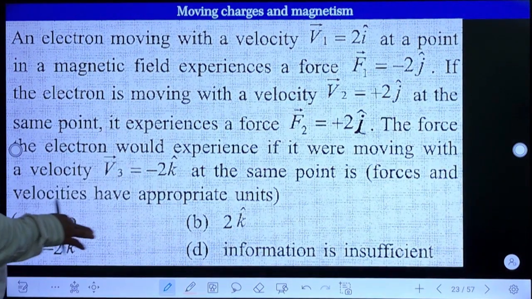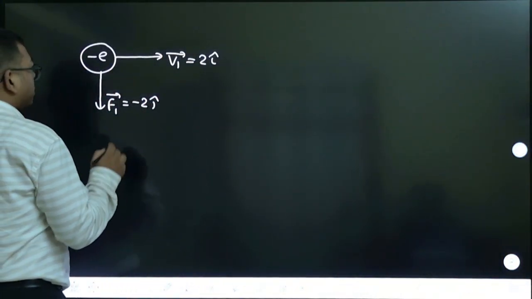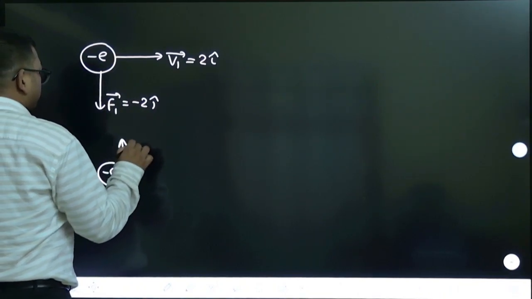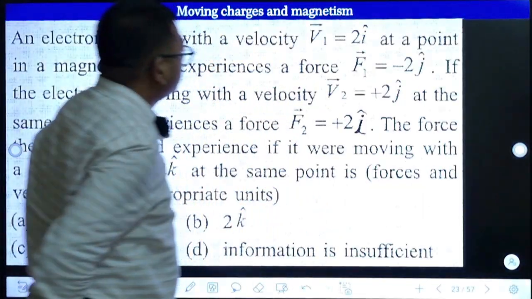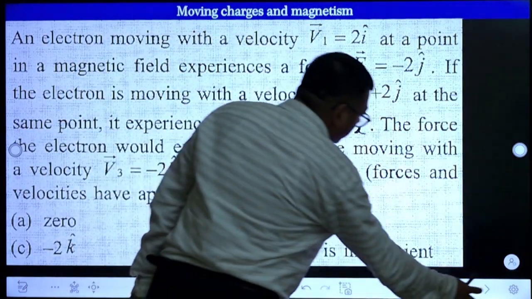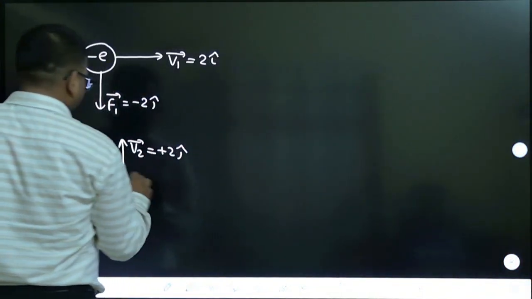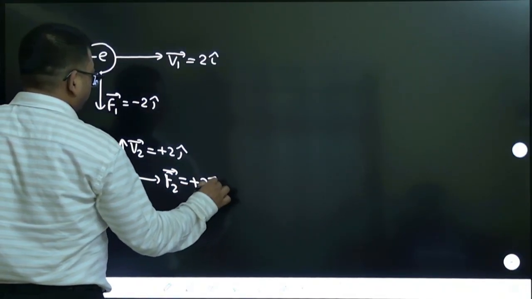If the electron is moving with a velocity v2, plus 2 j cap, now the velocity direction is changing. 2 j cap means upward. So if the electron is going in this direction, plus 2 j cap, then it experiences force F2, plus 2 i cap. Now the force F2 is plus 2 i cap.